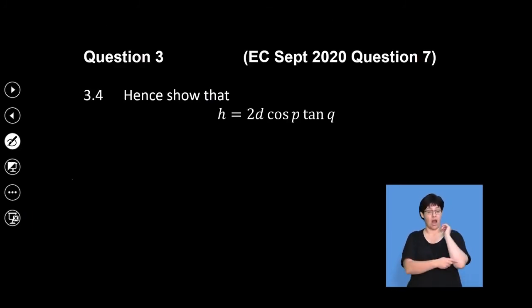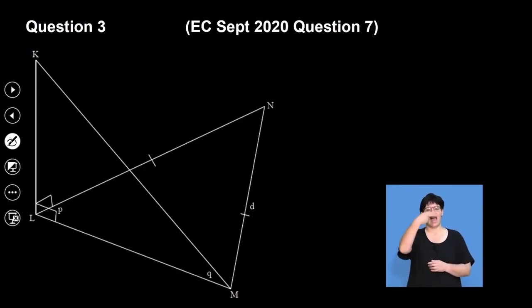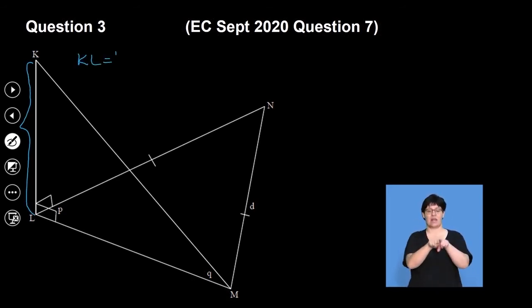Okay. And now the last part of the question asks us to show that h is equal to 2d times cos of p times tan of q. Okay, so when you see the word hence, it always means that you're going to use the information in the previous question in this question, or in the previous part in this part. Okay, so looking at what h is, h was the length of that tower. So KL is equal to h.